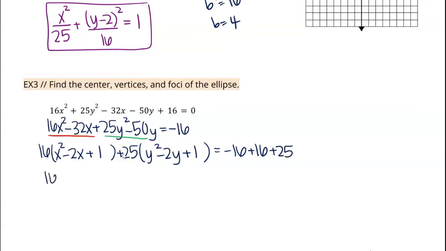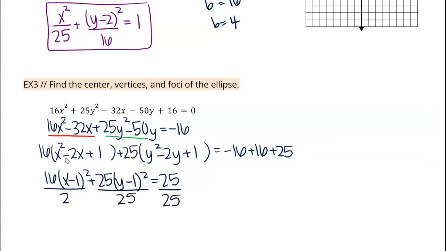Alright, so let's rewrite this so that these trinomials are factored. That'll be x minus 1 squared and y minus 1 squared. And on the right hand side, that's going to simplify to 25. I want to get a 1 on that right side, so I'm going to divide all 3 pieces by 25. And this will be x minus 1 squared divided by, so I want to have this divided by something that's squared. Well, instead of multiplying by 16 and dividing by 25, what I can do is divide by 25/16.